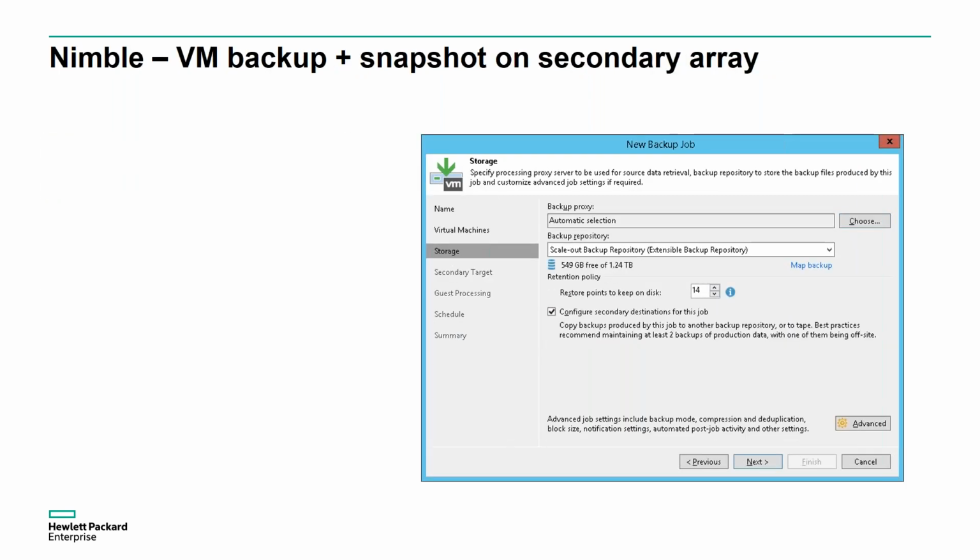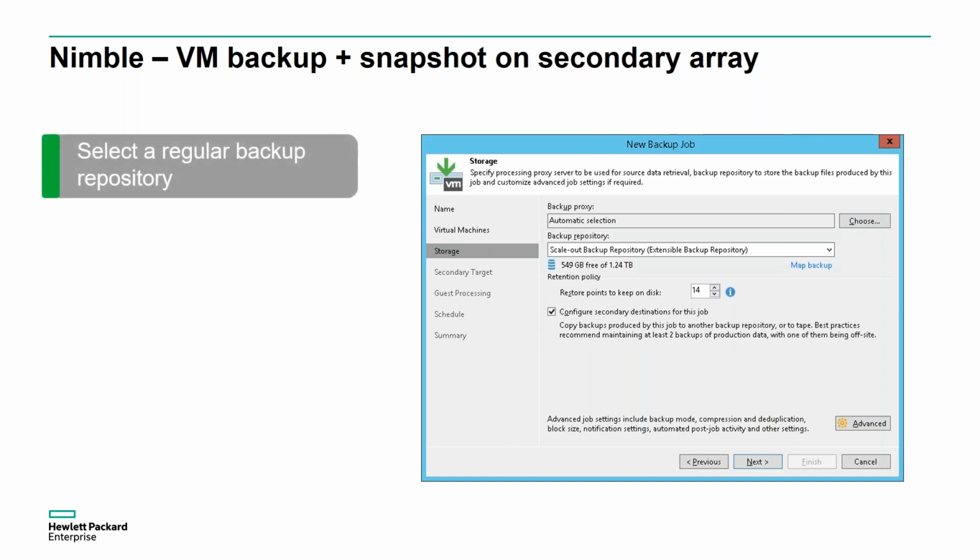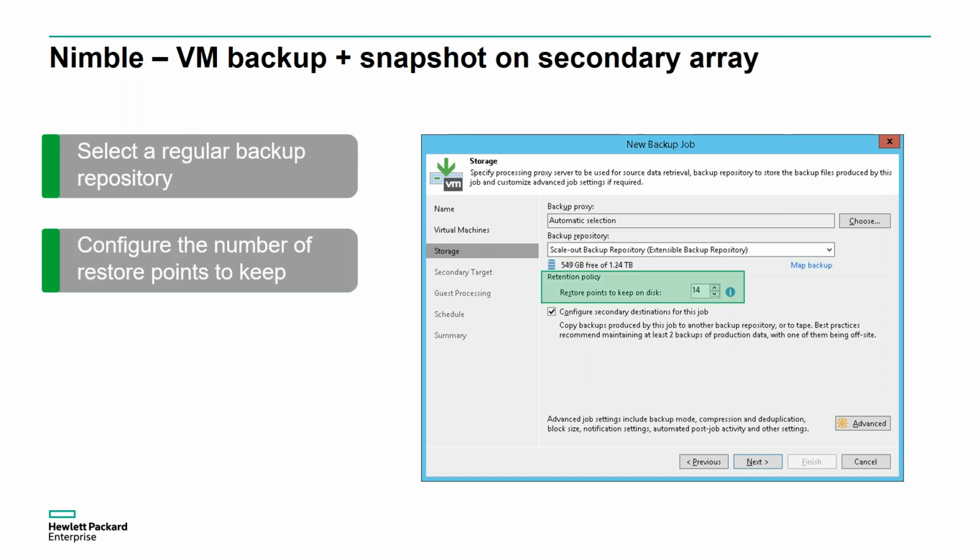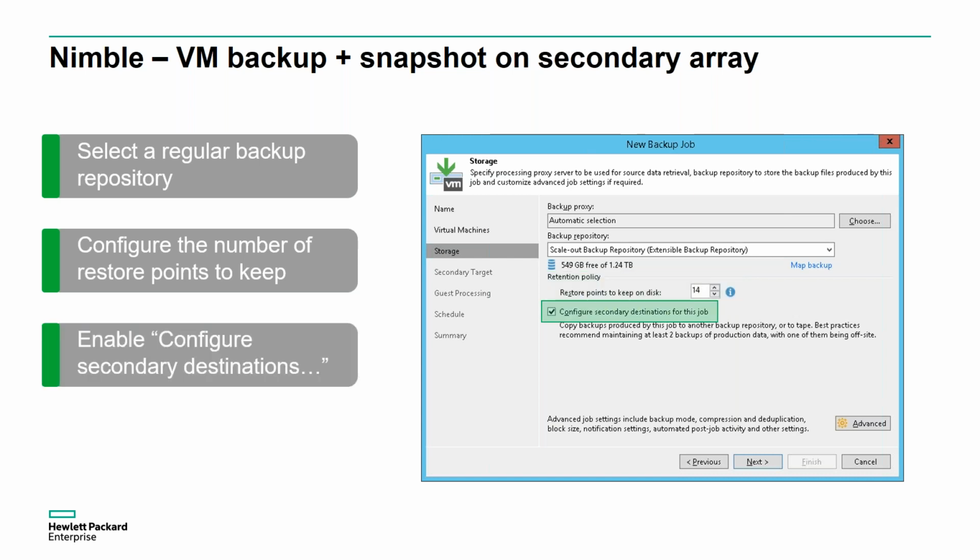Here is an option for a VM backup plus a snapshot on a secondary array, so we've got a longer retention within that secondary piece. So we would select the regular backup repository. We would again configure the number of restore points. We would again configure the secondary destinations. Really what I'm showing you here is all the functionality that is available is very straightforward, very easy to use within the wizards. And again, we'll be looking at this in the demo in a few minutes.